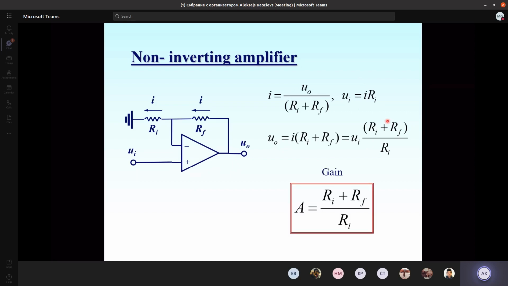So we could find that the gain, in this case, is input resistance plus feedback resistance divided by input resistance. So this gain is always greater than 1. We see that if we shorten Ri and Ri, we get 1 plus R feedback divided by Ri. This means that the gain is always greater than 1. The non-inverting amplifier has some good features, such as very high input impedance.